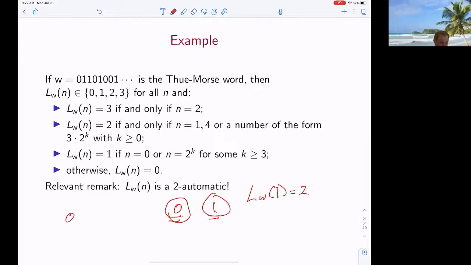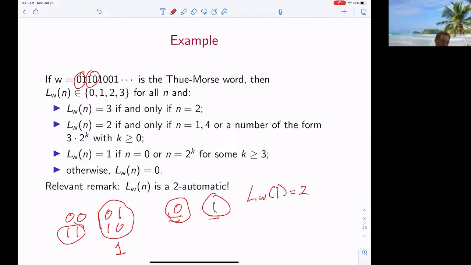For length 2, these are the factors of length 2. This is a single equivalence class, and these both occur as factors. So we've got a 0, 1 and a 0, 1. So that's contributing 1. Since 1, 1 is a factor, that's contributing another one. And since 0, 0 is a factor, that's contributing another one. So we have 3 equivalence classes that are all inside of here. So LW of 2 is 3.